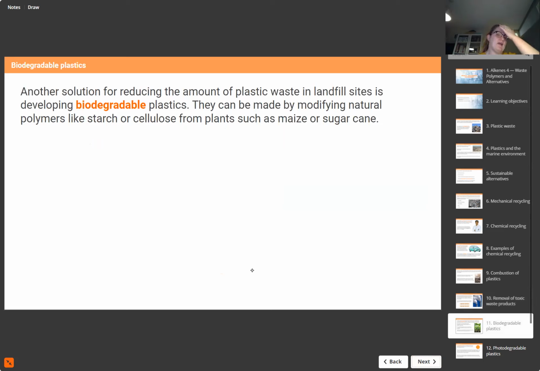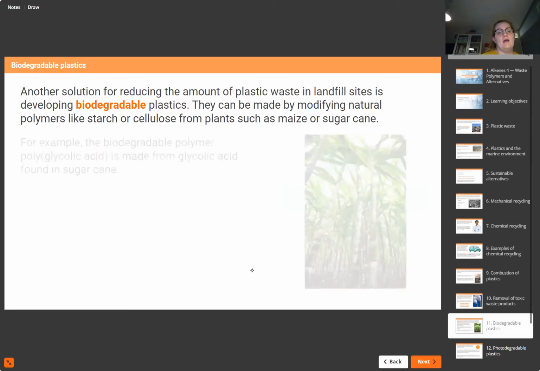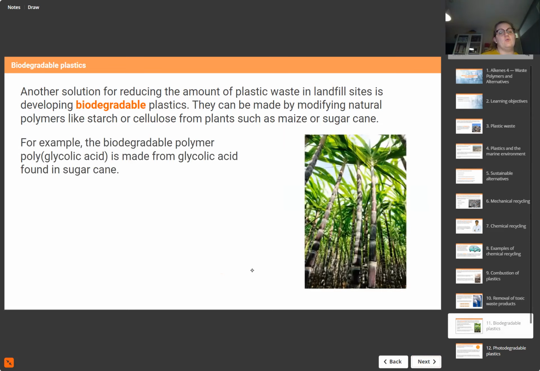Or we can make biodegradable plastics. How we get them is they're not just pure alkenes. We actually modify natural polymers. So things like starch or cellulose from plants, and we take them and we use them to make the polymers. We basically modify them. So for example, you can get a biodegradable polymer called polyglycolic acid, and that's made from the glycolic acid that we find in sugarcane.